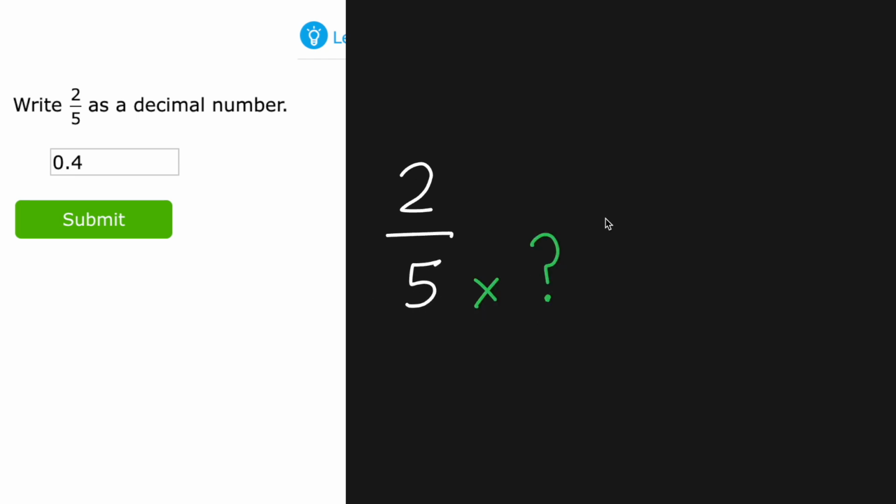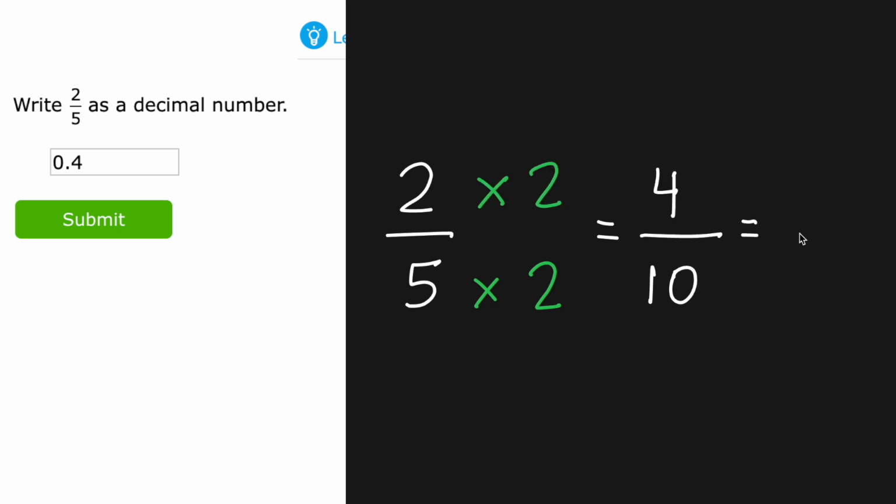My personal favorite way to change a fraction into a decimal is to look at the denominator and to ask myself, what could I multiply it by to make either 10 or 100? In this case, 5 times 2 can make 10, so I just do the same to the numerator. 2 times 2 is 4. That gives me 4/10, which is the same as 0.4.